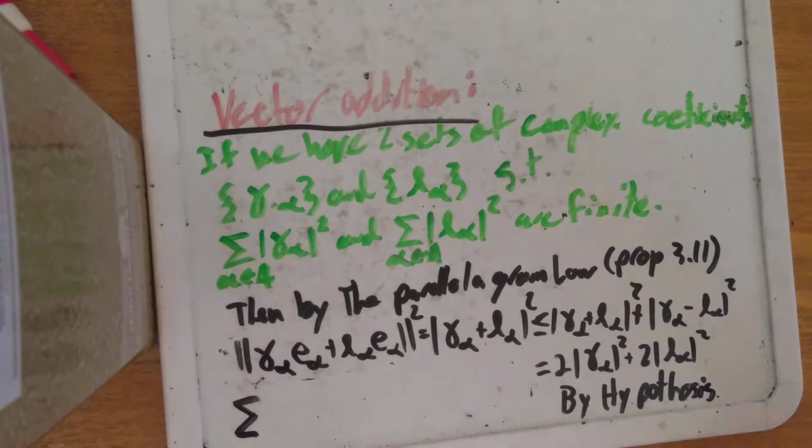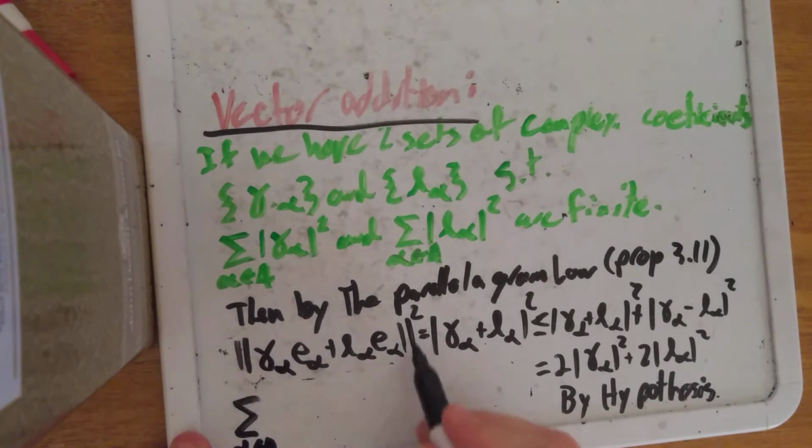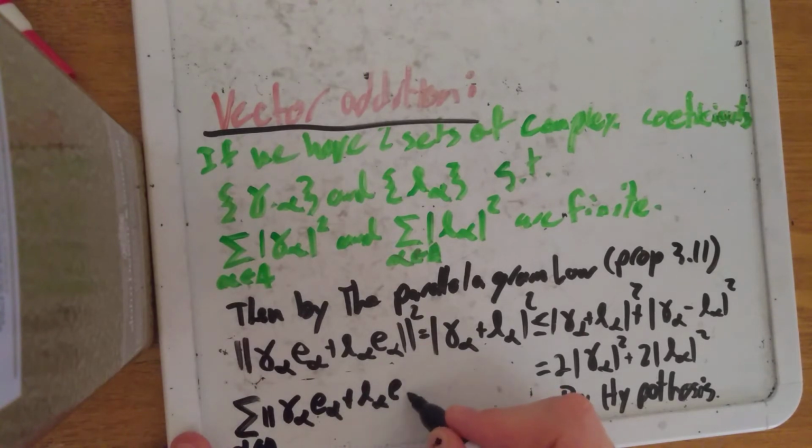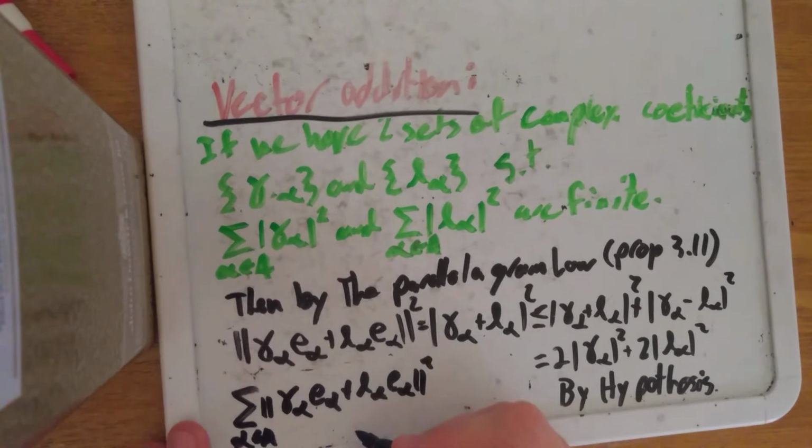By hypothesis, however, we know that these two summed across A are finite. This gives us that the sum, alpha in A, of the norms of the vectors of this form, gamma sub alpha E sub alpha plus L sub alpha E sub alpha, squared, is also finite.